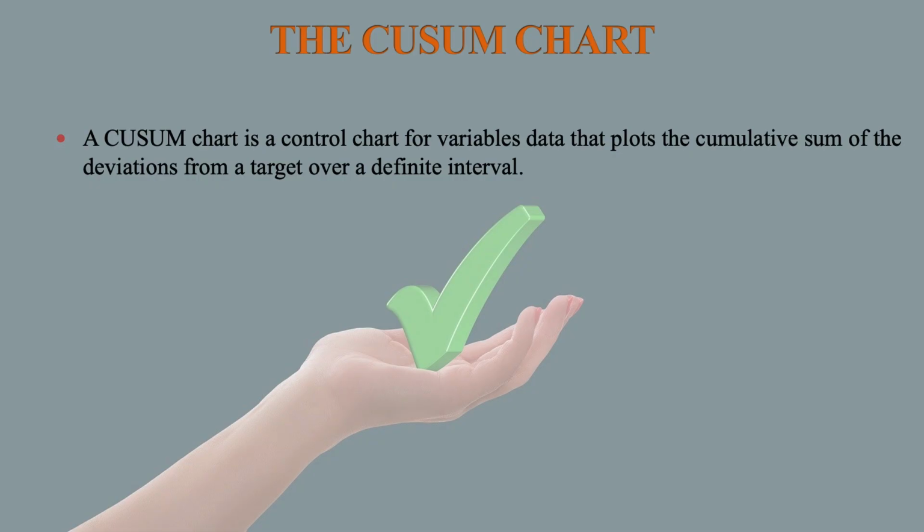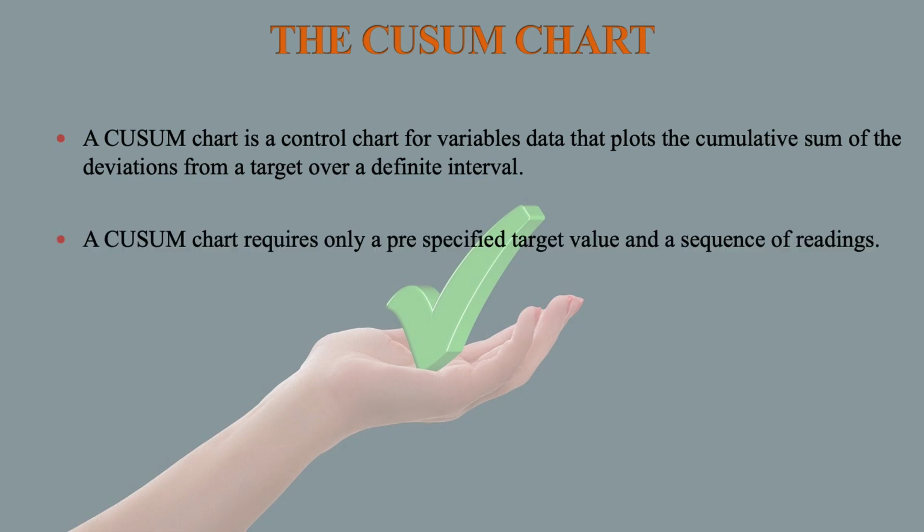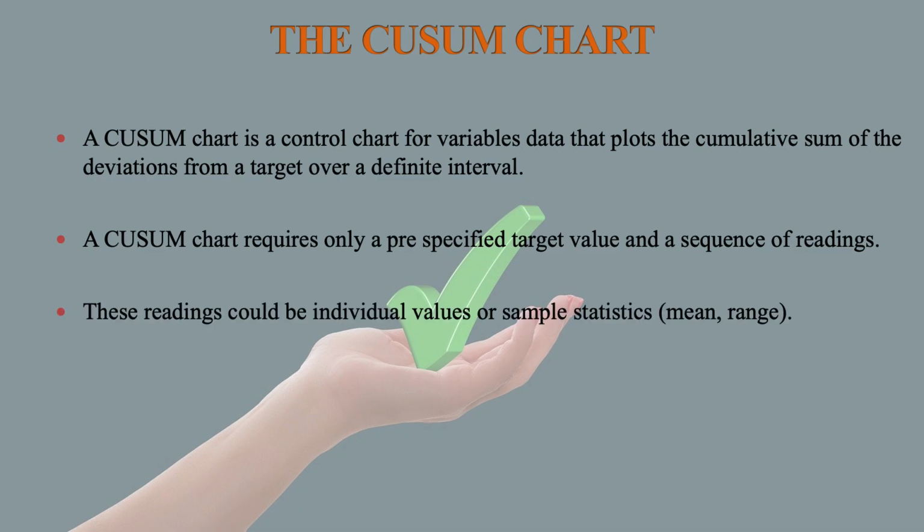Now let us discuss about the Q-sum chart. This is a very interesting chart. A Q-sum chart is a control chart for variables data that plots the cumulative sum of the deviations from a target over a definite interval. A Q-sum chart requires only a pre-specified target value and a sequence of readings. These readings could be individual values or sample statistics, that is mean or average.